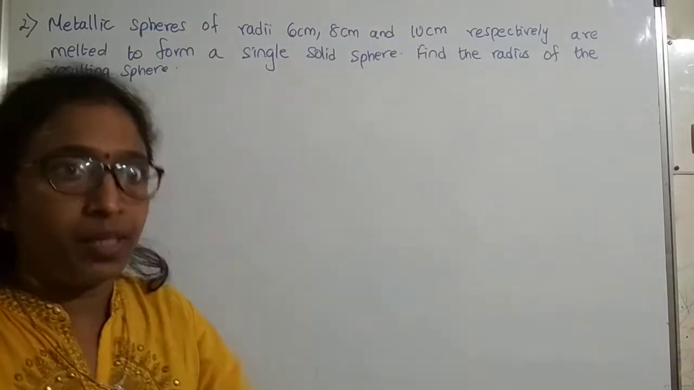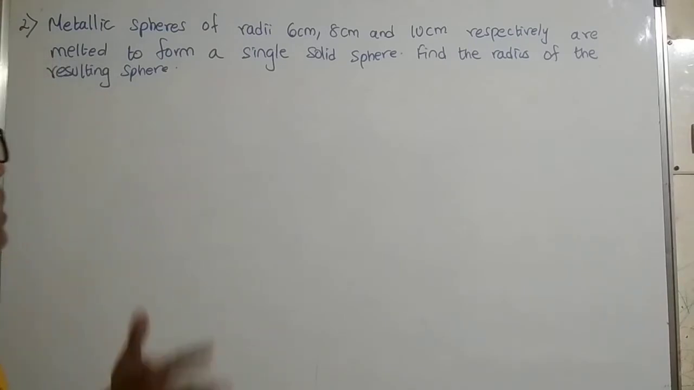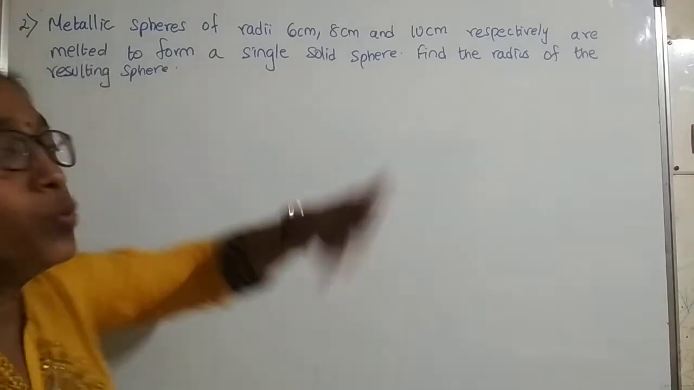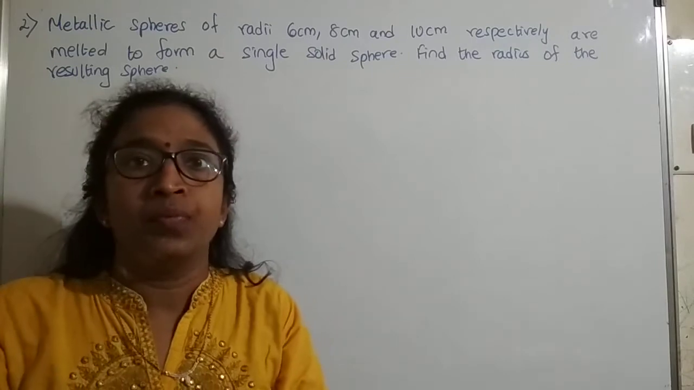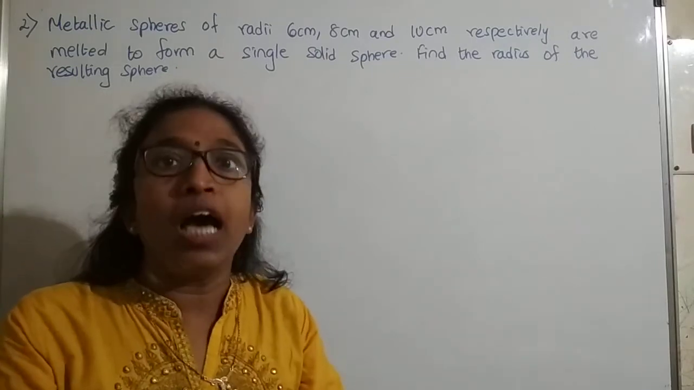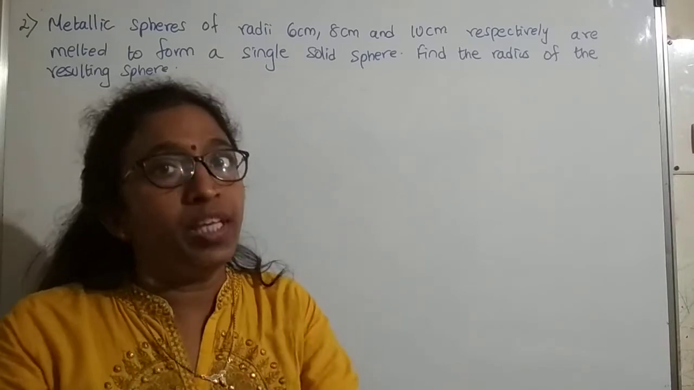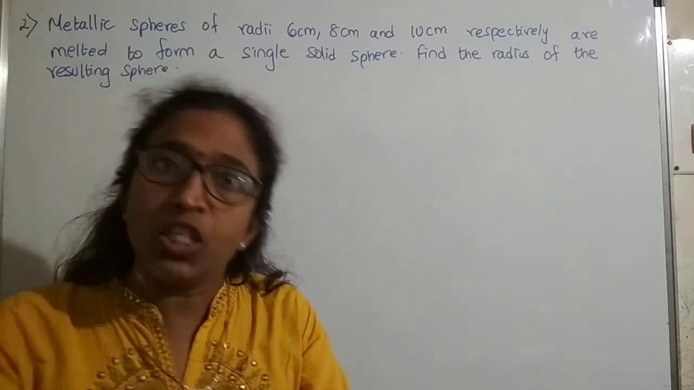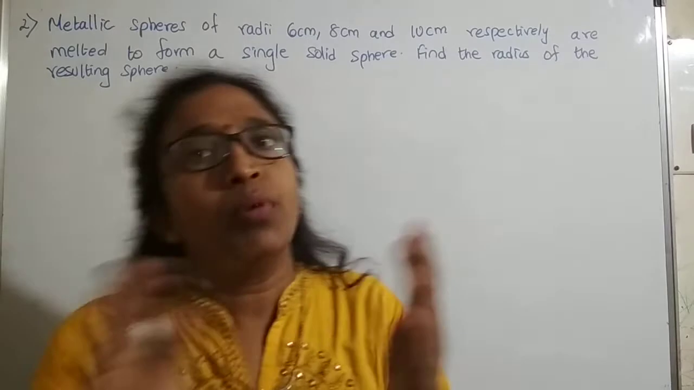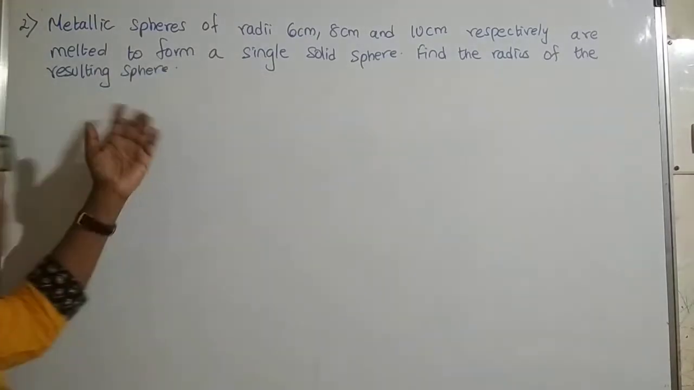Three small spheres of different radii have been melted and made into a single solid sphere. So the sum of the volumes of the three spheres will be equal to the volume of the big sphere. We have to find the radius of the resulting sphere.